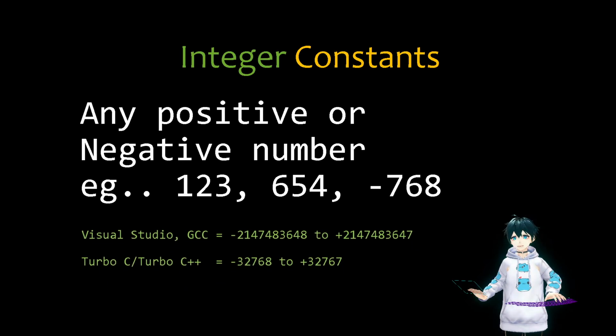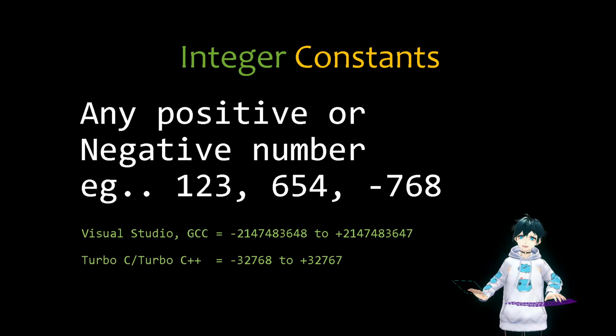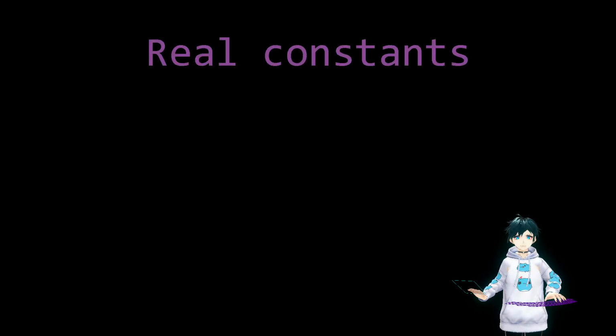Different compilers have different ranges for integer constants. For example, Visual Studio and GCC will give you a range from -2147483648 to +2147483647. But for Turbo C or Turbo C++, the range is -32768 to +32767.